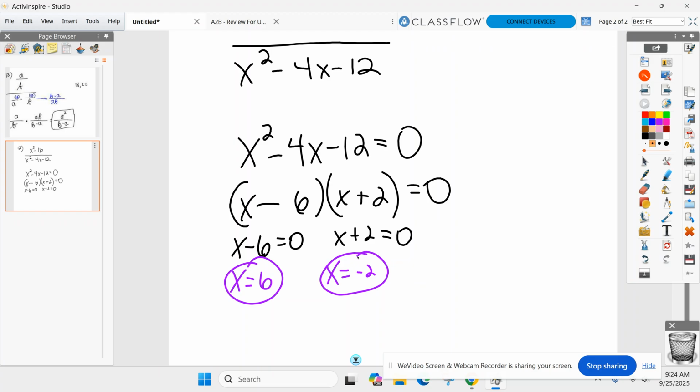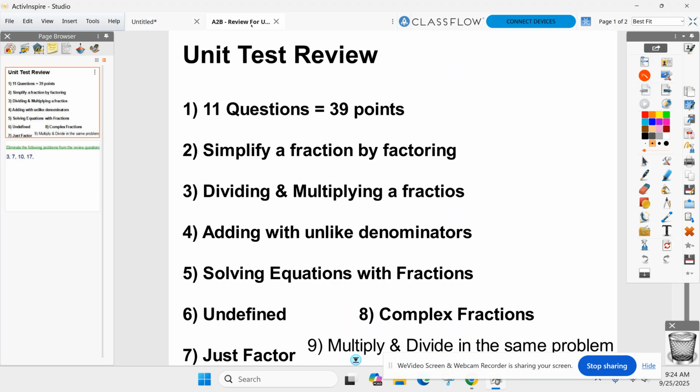Other topics. We still got about 8-9 minutes here. What's up, Jesse? Adding with unlike denominators. Yep. Adding with unlike denominators. Oh boy, let's see. I don't have a great one. Can I subtract with unlike denominators? Yes. Is that all right? Same thing, right? All right, so let's go.